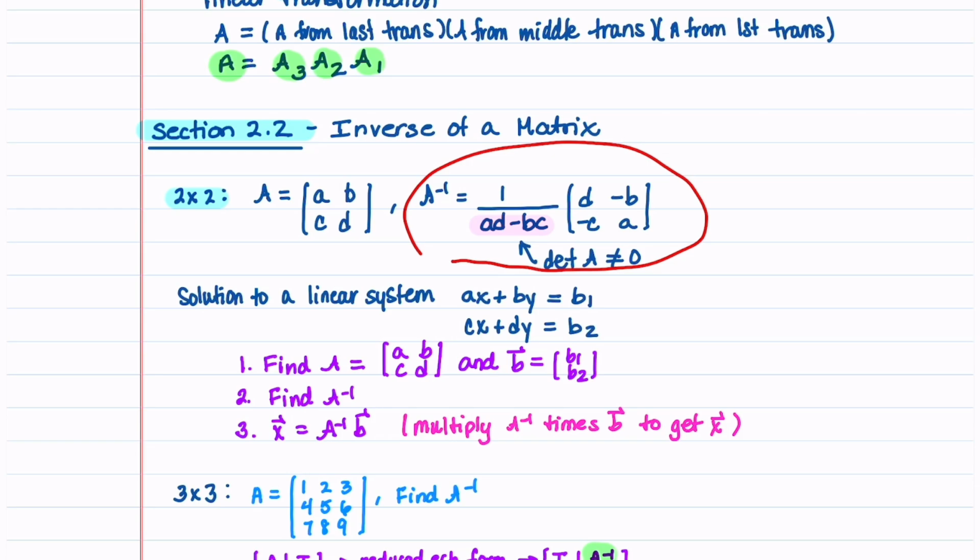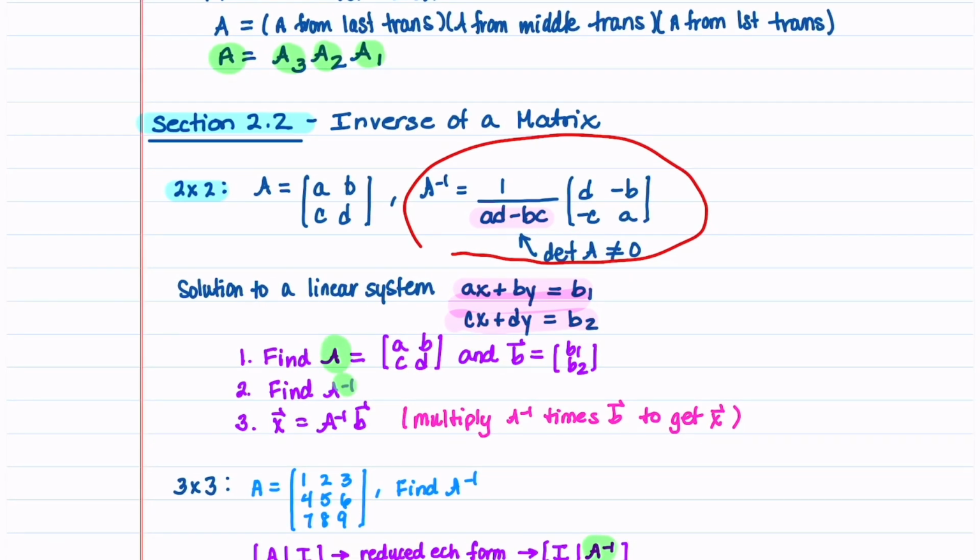We then looked at a problem where we needed to solve a linear system that looked like this. So it's like a 2x2 linear system. So there were 3 steps we had to follow. We first had to find A, and then we found A inverse, and then we were able to find X by multiplying A inverse times B.